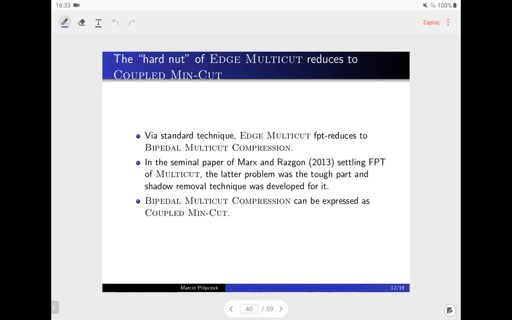Already in 2013, it was quite an ingenious piece of work by Marcin Pilipczuk to get this bipedal problem solved by introducing shadow removal. So our additional motivation was to find a different algorithm for this bipedal version, which is the essence of multicut. I have a better explanation than just doing shadow removal, what Marx and Razgon did. So that was the second motivation for this problem. There's actually a more general problem than this bipedal one, the essence of the multicut problem.